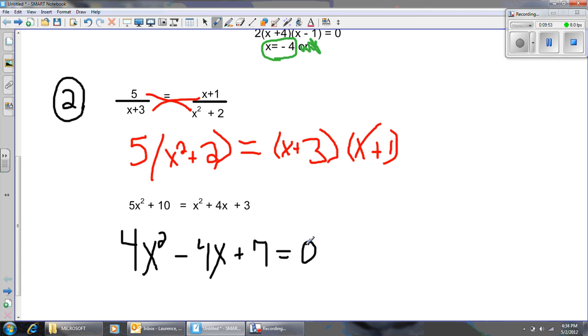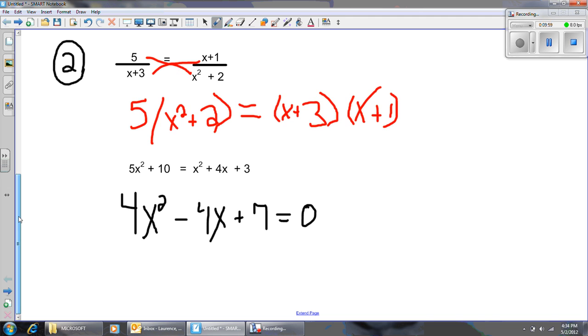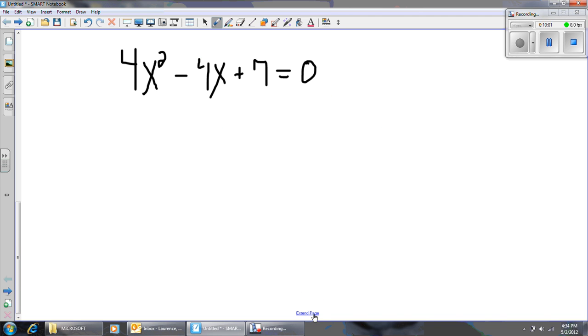But with a quadratic, I want it to equal 0, so I can either factor or do the quadratic formula. I don't think that this is going to factor, so I'm going to go to the quadratic formula. So A is going to equal 4. B is going to equal negative 4. And then C is going to equal 7.